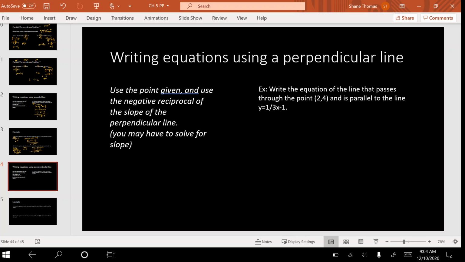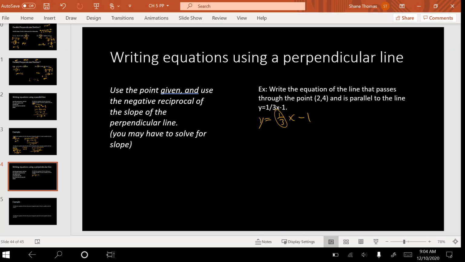So looking at this example, I write the equation of a line that passes through the point 2, 4 and is perpendicular to the line y equals 1/3 x minus 1. So this line that I'm given, this is the one I'm perpendicular to, y equals 1/3 x minus 1. What's the slope of that line?